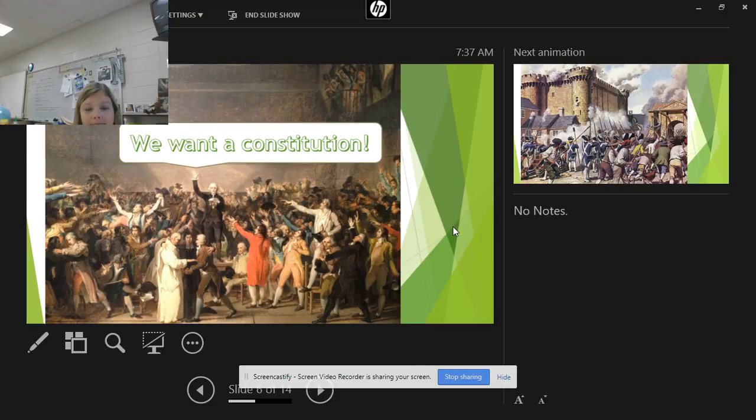They meet on a tennis court. They tell everybody, we want a constitution. We're not leaving till we get one. You have to give us a constitution. And it looks kind of like that picture. A bunch of guys hang out on a tennis court yelling about what rights and freedoms they wanted from the king and the government.